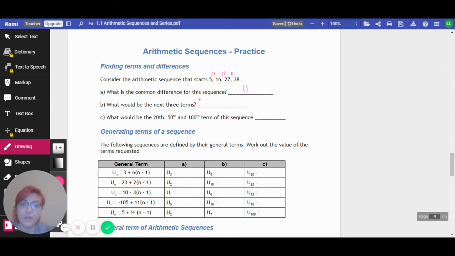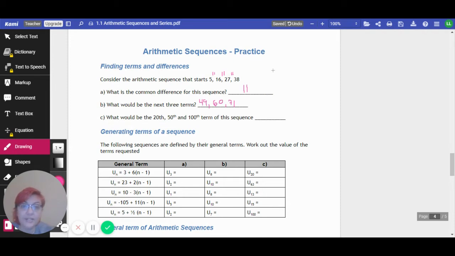We'll just add 11. So 38 plus 11 would be 49. 49 plus 11 would be 60. And finally, 60 plus 11 would be 71. All right. So what then would be the 20th, 50th, and 100th term of this sequence?